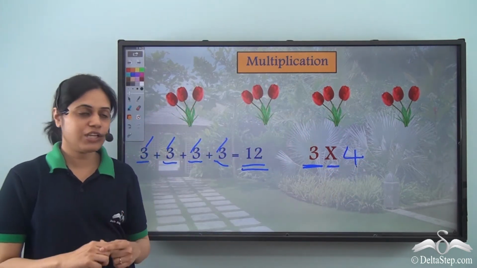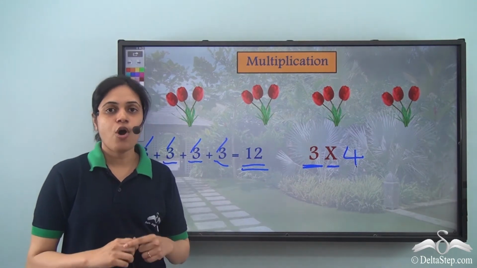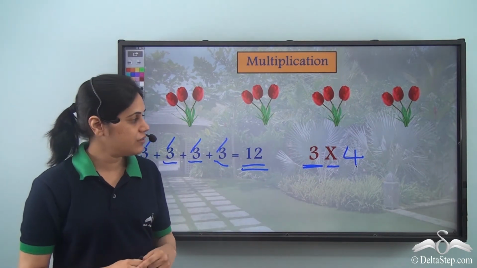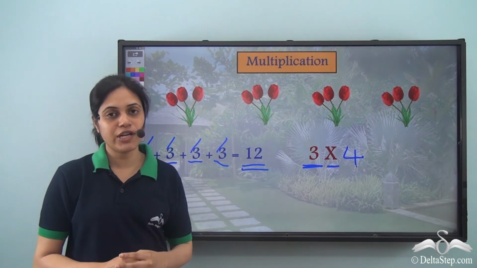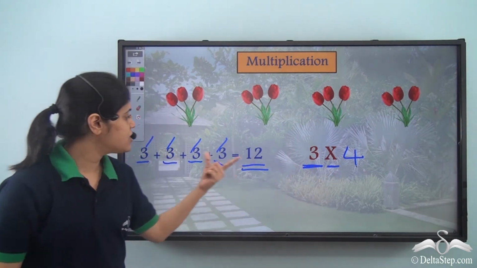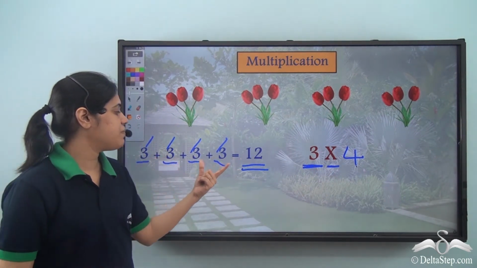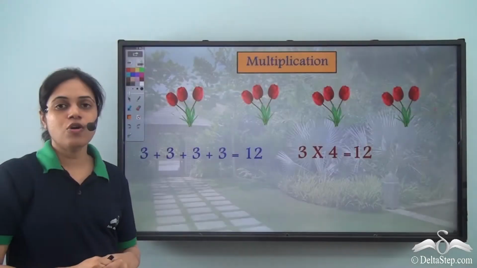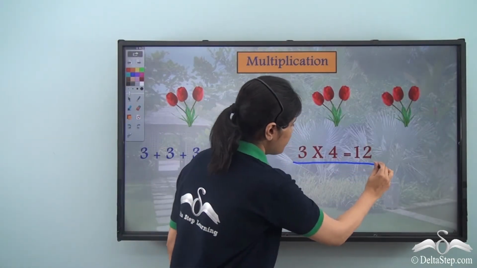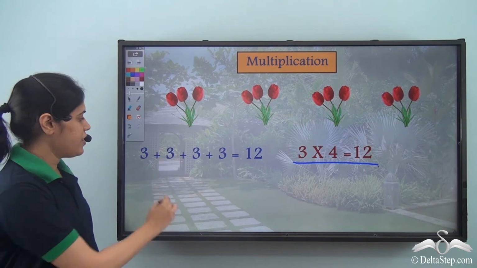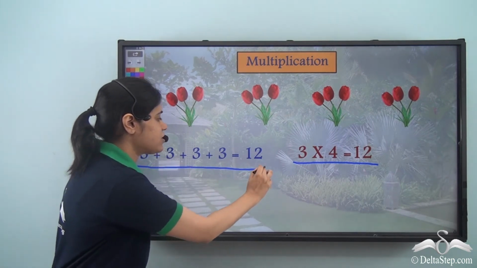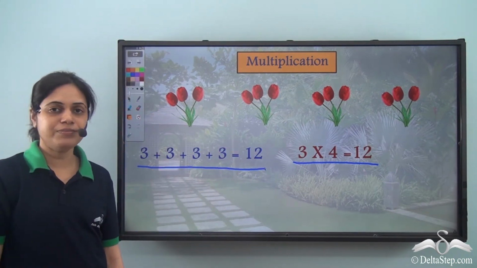So I have 3 into 4 or 4 times 3. This is 3 into 4 or 4 times 3. This is the same as 3 plus 3 plus 3 plus 3. So 3 into 4 is equal to 12. So 3 plus 3 plus 3 plus 3 is equal to 12.